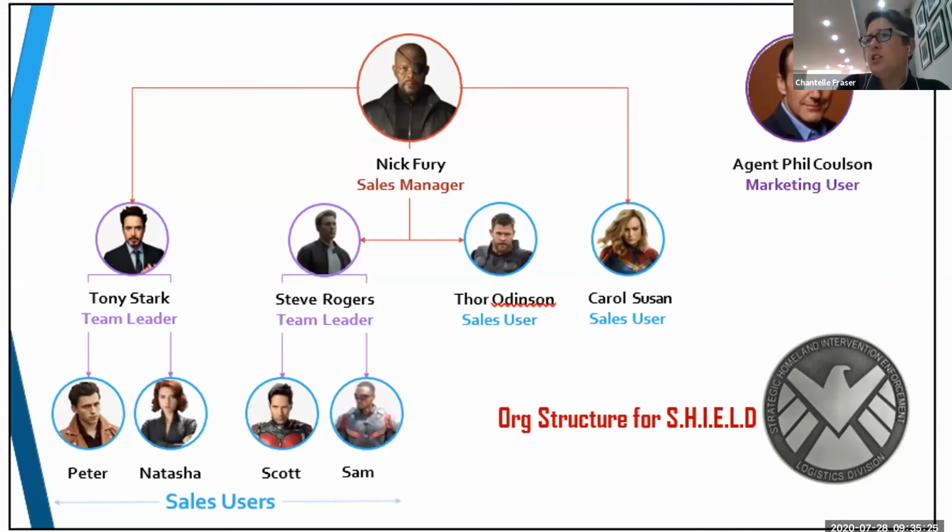As you can see, we've got a sales manager at the top of this organization, who's Nick Fury. We then have 2 team leaders: Steve Rogers and Tony Stark, and they've got sales users underneath them. Steve Rogers has 2 other sales users, and in the top right-hand corner we've got Agent Phil Coulson, who is the marketing user. So just think about your structure.